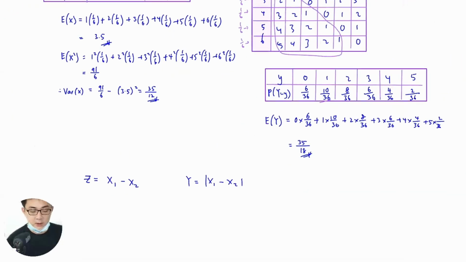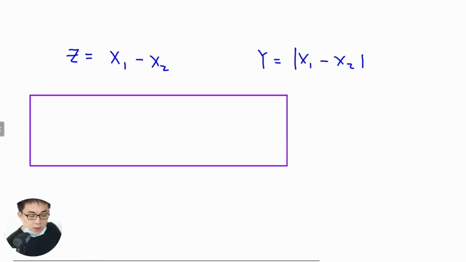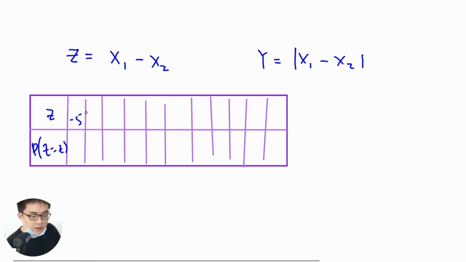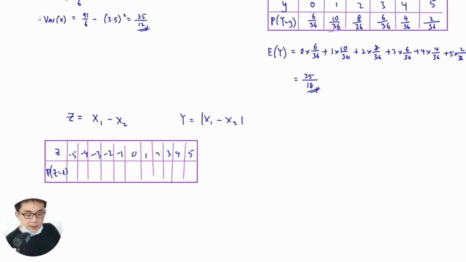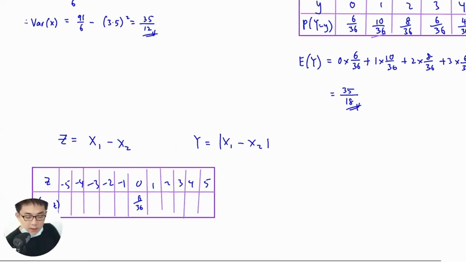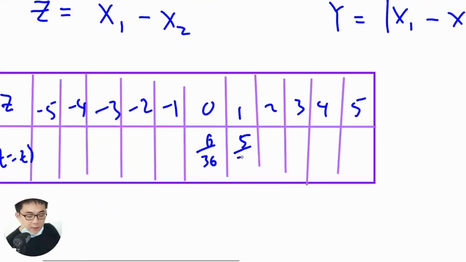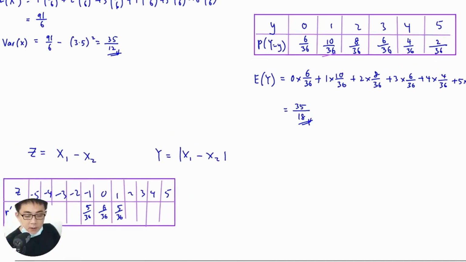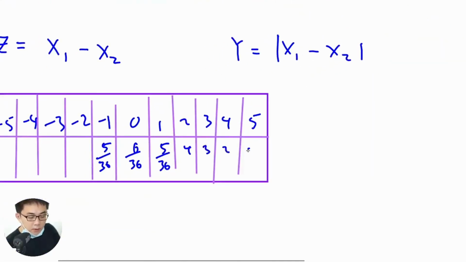I can quickly draw this out. For the Z distribution, this is z and this is P(Z = z). So this is -5, -4, -3, -2, -1, 0, 1, 2, 3, 4, 5. By understanding my Z, I know that the chance at 0 will be 6 over 36. For 1, it will be 5 instead of 10, because it is divided, half of it over here. Then that will be 4, 3, 2, 1.